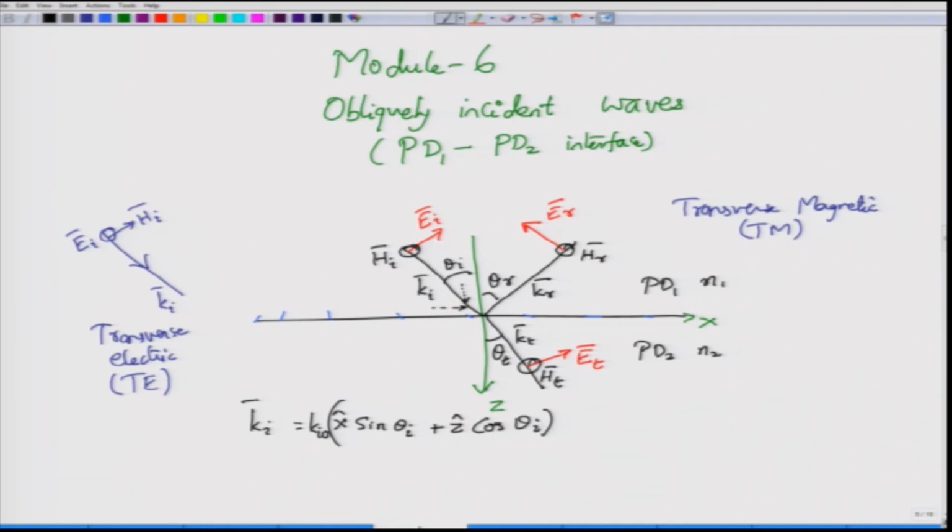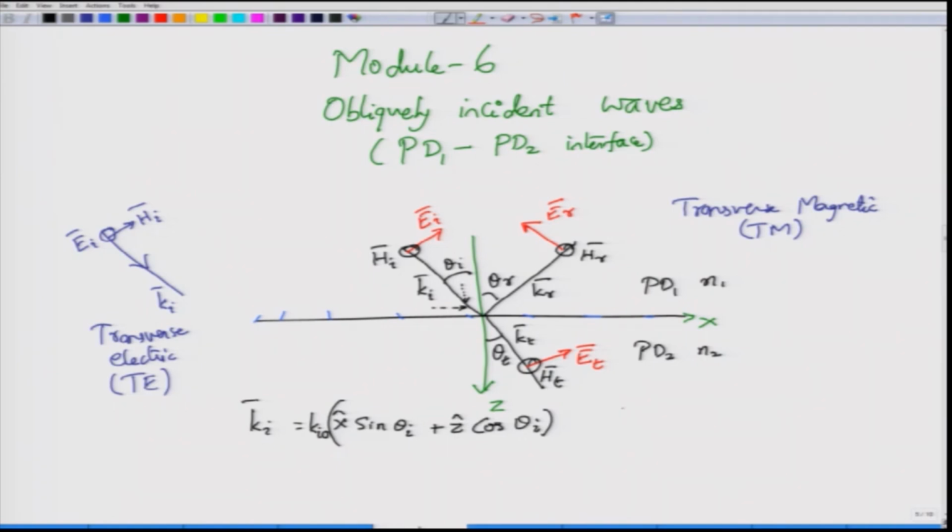Please convince yourself that this k vector expression that we have written is correct. It has a sin theta_I component along x and a cos theta_I component along the positive z axis, and it is for this reason that we say that the wave is along the positive z axis, because it has a positive z component for the k vector.